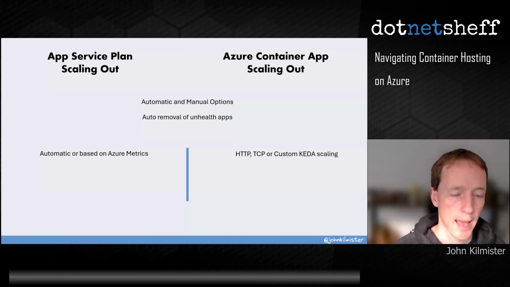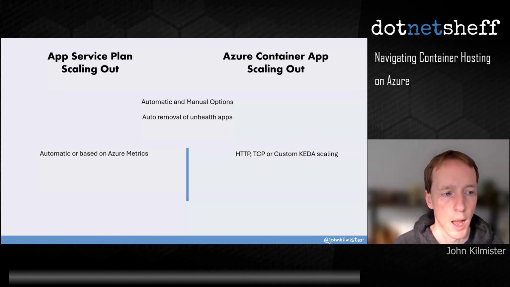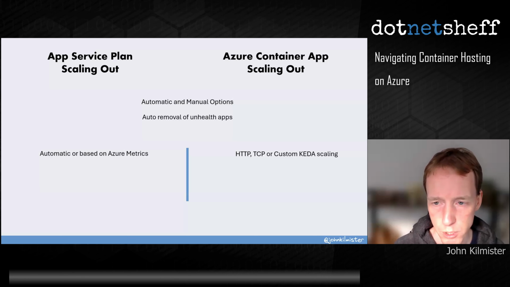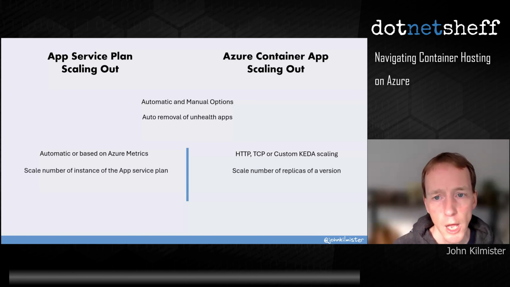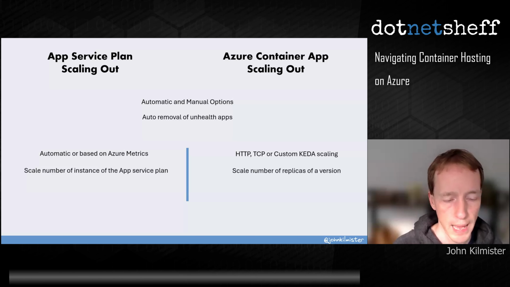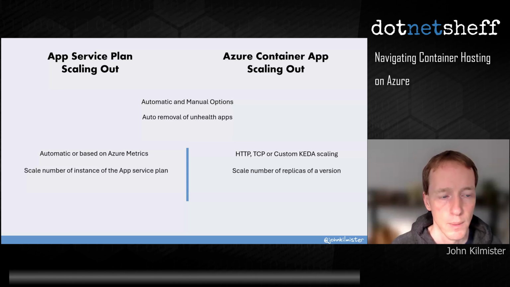So you could scale on a Redis cache metric and various other options. Also, with app service plans, you scale the number of instances of the app service plan, so all the apps in it scale together, which, as we mentioned before, might not be applicable if you have different parts of an application all in that same app service plan.